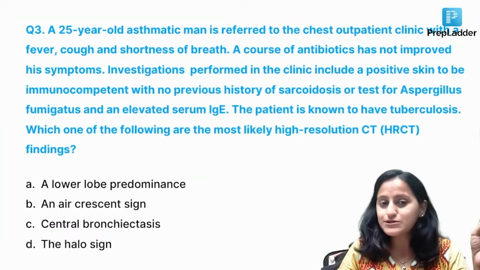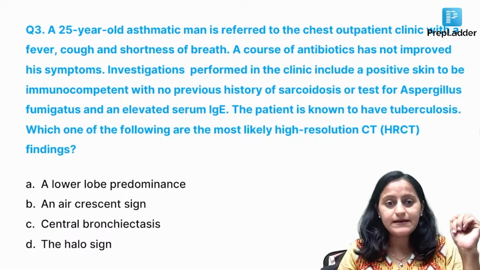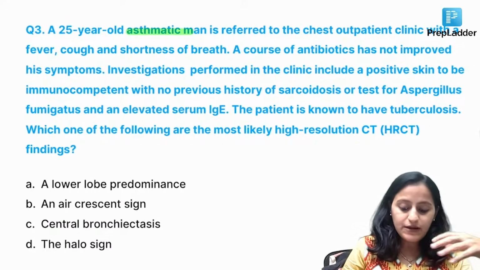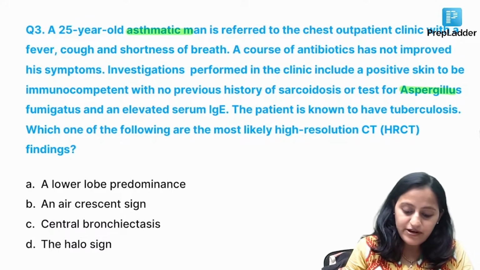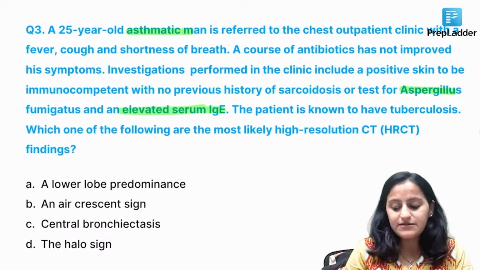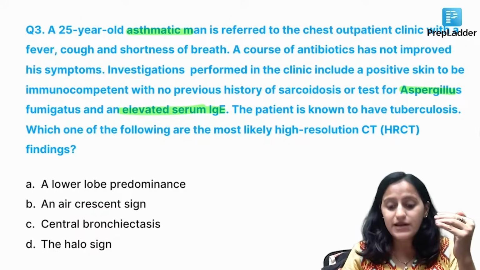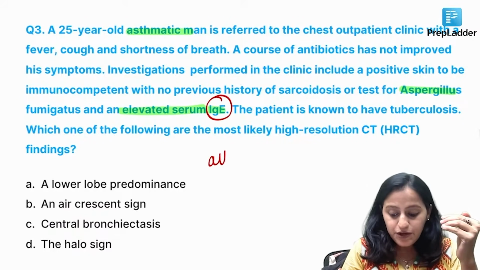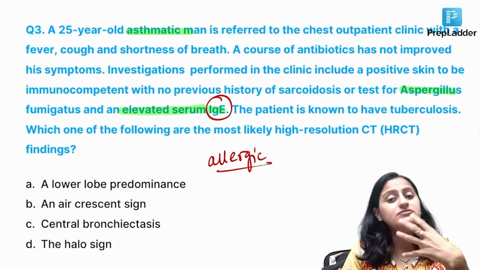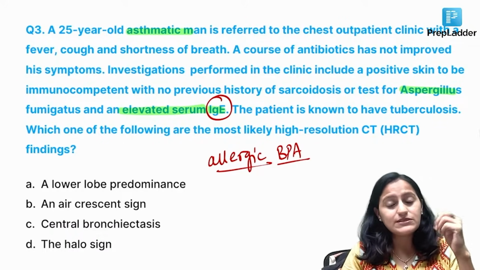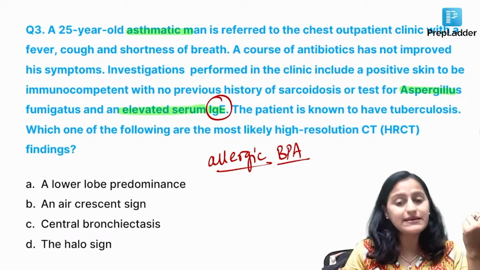All right, let's go to the next question here. Yes, what do we have here? This is an asthmatic man. Antibiotics have not improved the symptoms. There is a positive test for aspergillus and elevated serum IgE. So asthma with aspergillus and elevated IgE. You know that with elevated IgE, you are thinking of some allergic condition. So allergic bronchopulmonary aspergillosis, ABPA, is what we are thinking about.